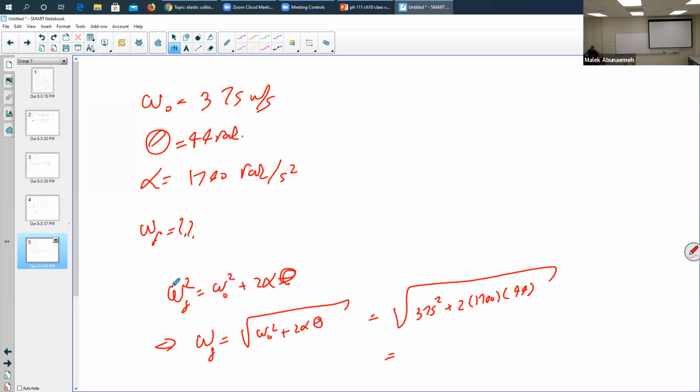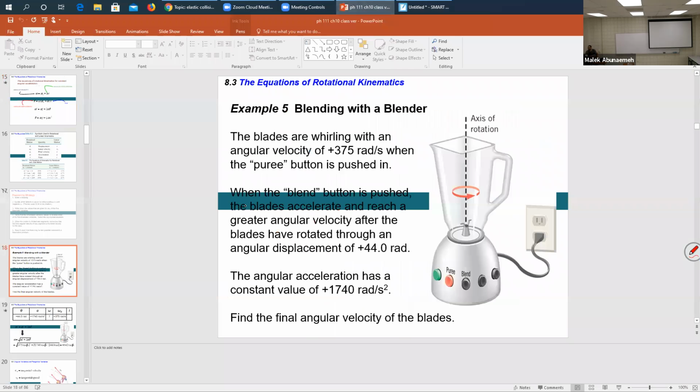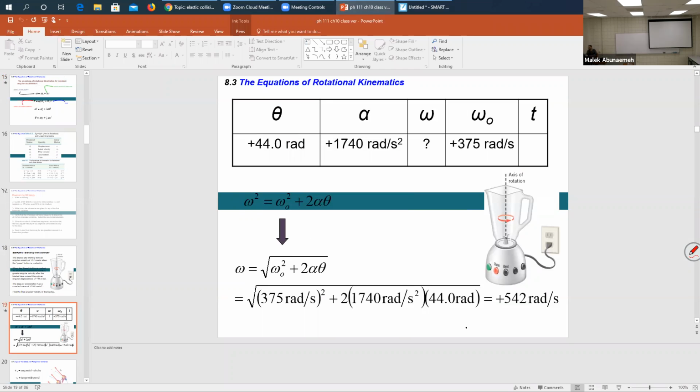Should be 5 and change. I'll give up. Somebody plug it in. What do you got? 541.98. Oh man, I was close, damn it. Wow, I still got it. Heck yeah. Who needs a calculator? Let's see. Yeah, 542. So we are good on that.